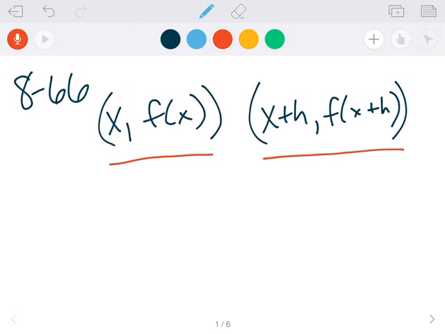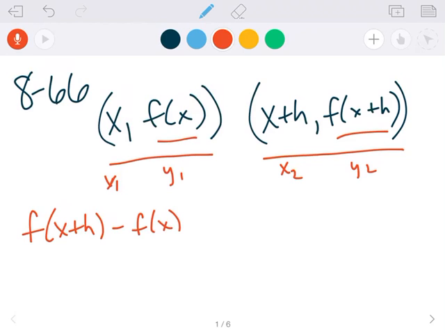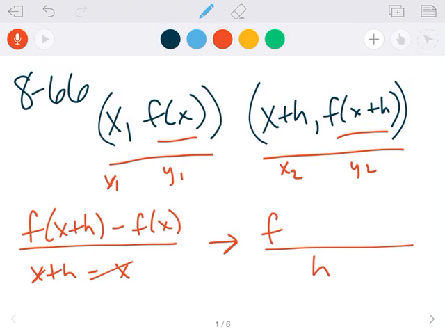So if we think about this as slope, we have our x1, our y1, and we have our x2 and y2 here. So we're going to take y2 minus y1, which looks like this, f of x plus h minus f of x, all over x2 minus x1. And then that simplifies, x minus x cancel out, so we just have h on the bottom. And then we have the top, f of x plus h minus f of x.